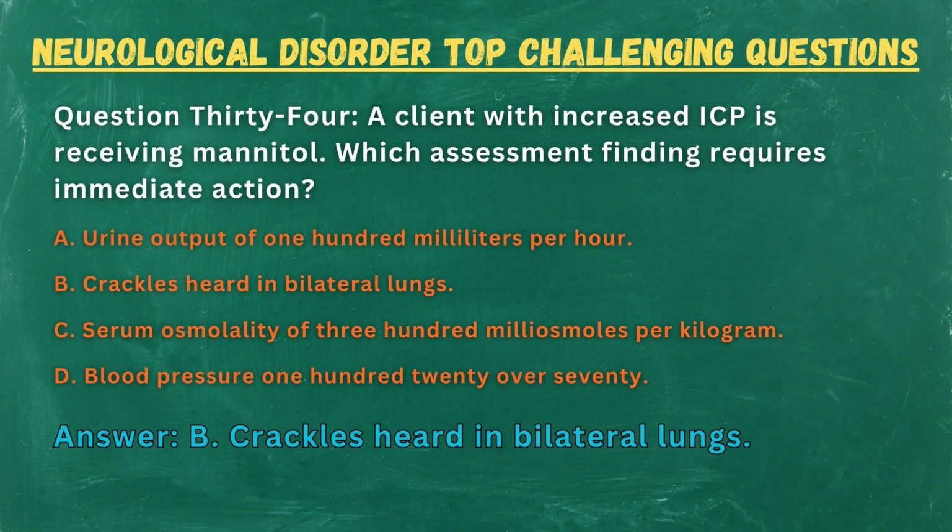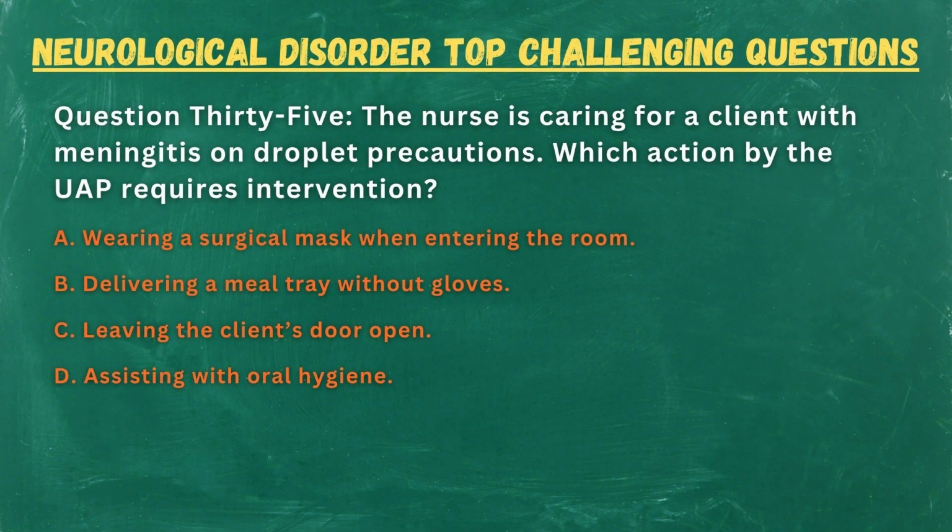Answer: B. Crackles heard in bilateral lungs. Question 35. The nurse is caring for a client with meningitis on droplet precautions. Which action by the UAP requires intervention? A. Wearing a surgical mask when entering the room. B. Delivering a meal tray without gloves. C. Leaving the client's door open. D. Assisting with oral hygiene.